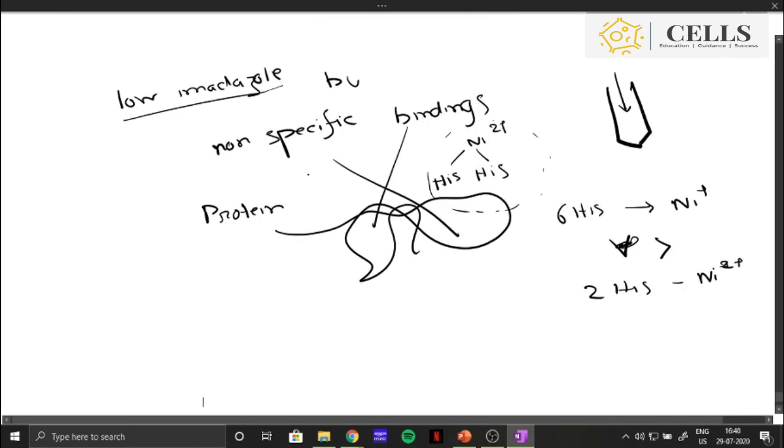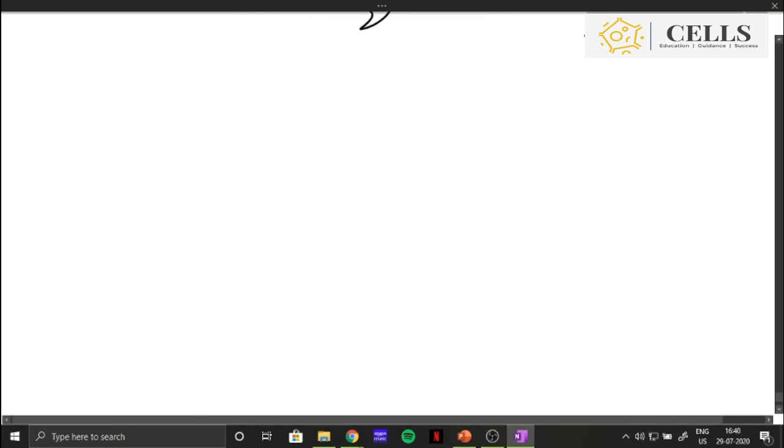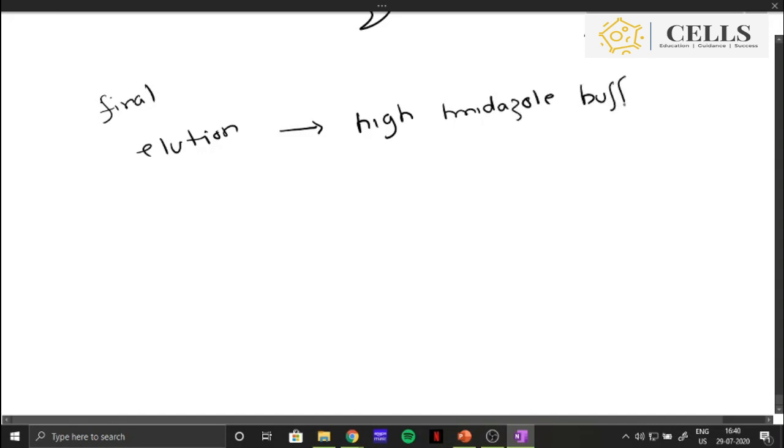This is a step. Now the final step is elution. You elute with a high imidazole buffer that has around 300 millimolar imidazole. So this is elution with high imidazole buffer.